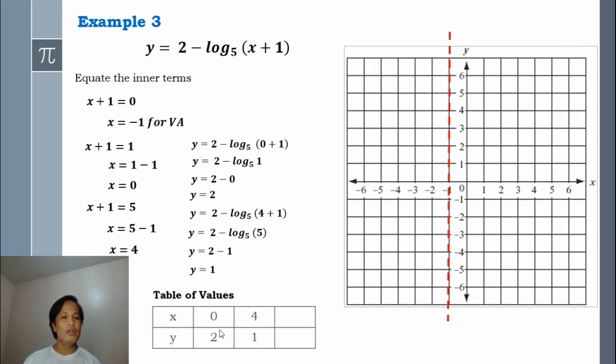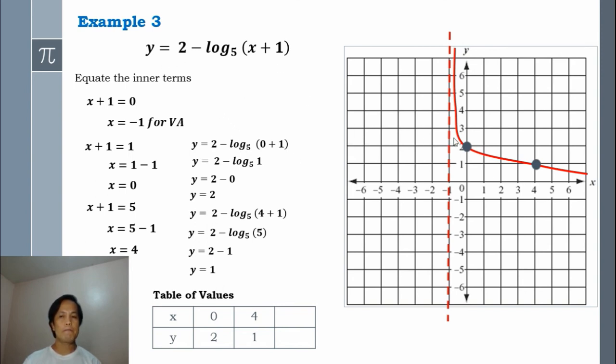These are now the two ordered pairs that we need to plot in the Cartesian plane. We already have the vertical asymptote, which is x equals negative 1. Plot the first point, 0, 2. So this is 0 and 2. Now we have the first point. Then the second point is 4 and 1. So we have here 4 and 1. Then connect these points by a curved line. This is now our graph of our logarithmic function.